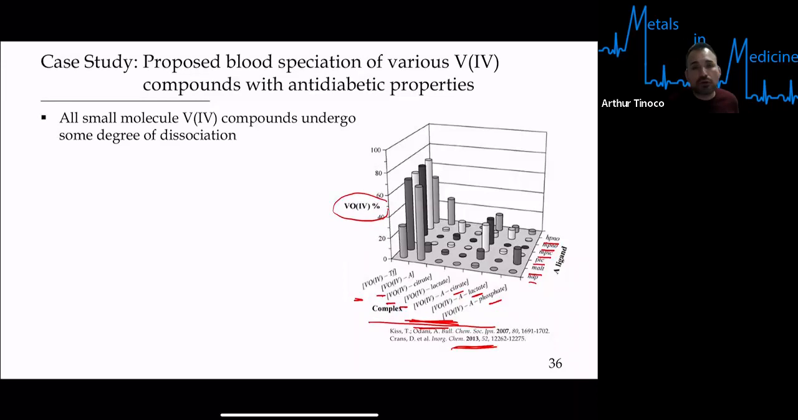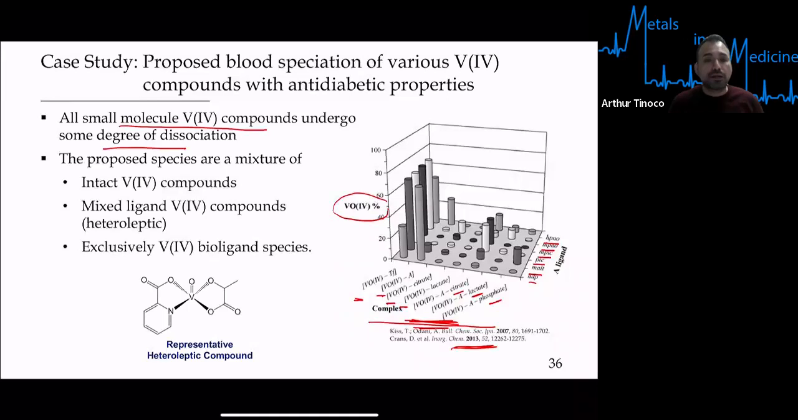So what does this overall plot show us? It shows us that all of these small molecule compounds undergo some degree of dissociation. So every single one of them actually did dissociate at least partially, okay? And then you get a mixture of the following. You get some amount of intact compound, but that seems to be a minority species in terms of all these compounds. If you look really closely at this plot, you have more the presence of what are known as heteroleptic compounds.